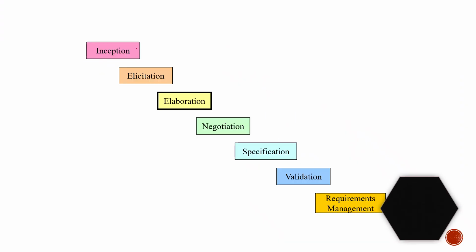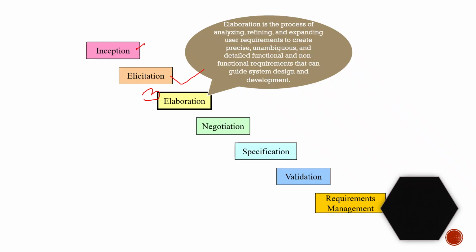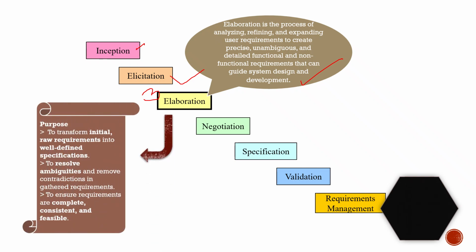So we have covered inception, elicitation, and now we are going to discuss elaboration. Elaboration is a process of analyzing, refining, and expanding user requirements to create precise, unambiguous, and detailed functional and non-functional requirements that can guide system design and development. The purpose is to transform initial raw requirements into well-defined specifications, resolve ambiguities and remove contradictions in requirement gathering, and to ensure requirements are complete, consistent, and feasible.